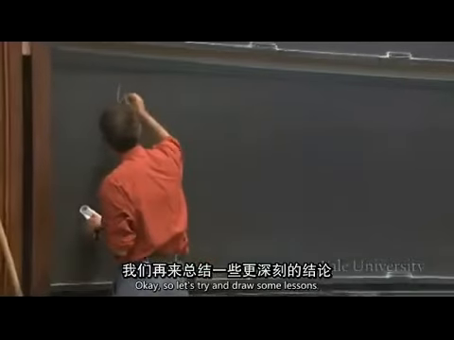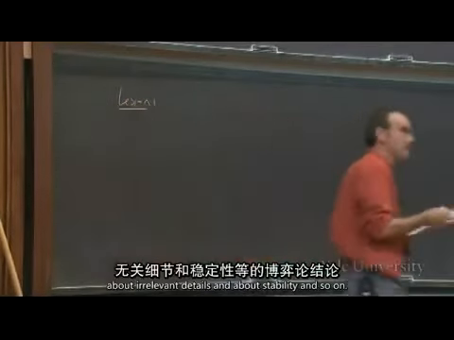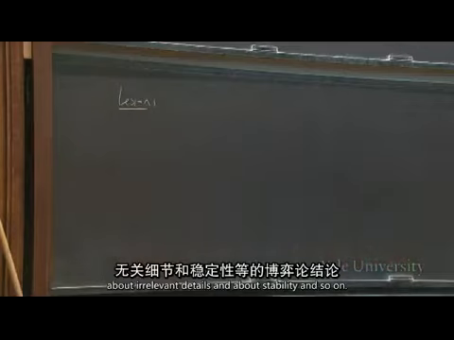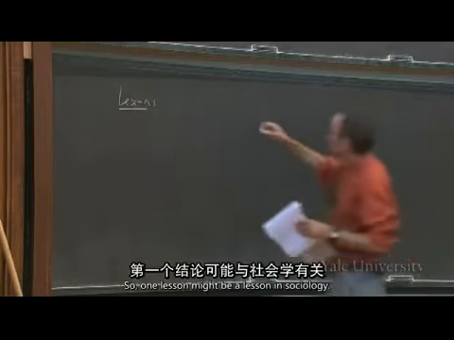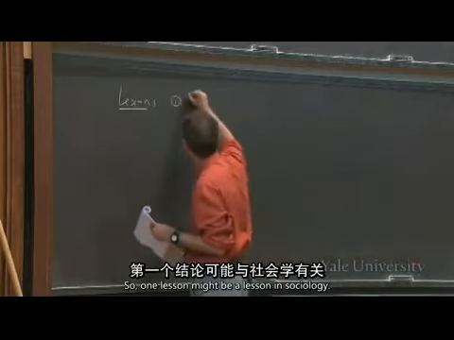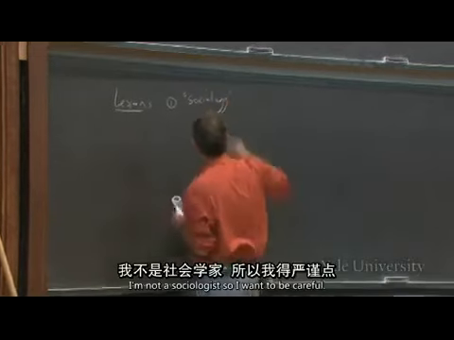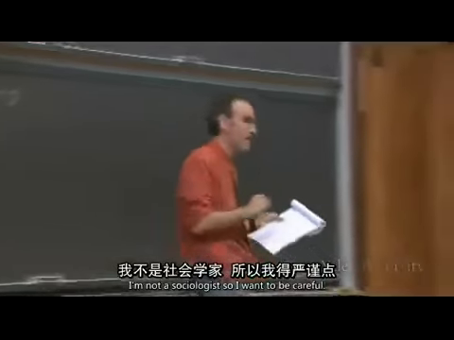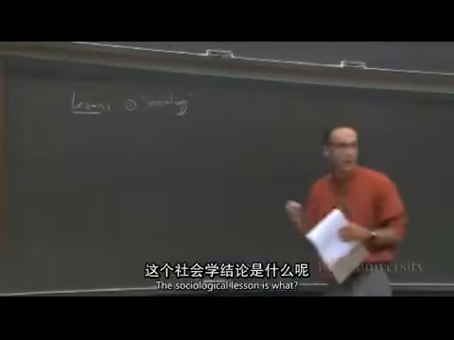So let's try and draw some lessons. We've drawn out some game theory lessons already from this about irrelevant details and about stability and so on. Let's try and draw out some other lessons here. So one lesson might be a lesson in sociology. I'm not a sociologist, so I want to be a bit careful. I'll put it in inverted commas here. The sociological lesson is what?